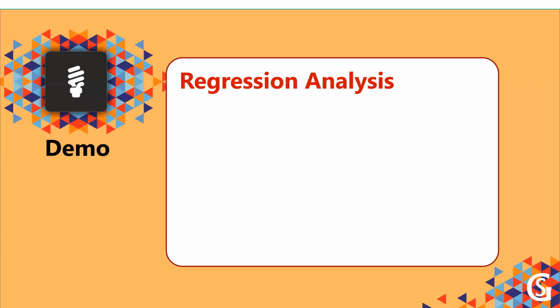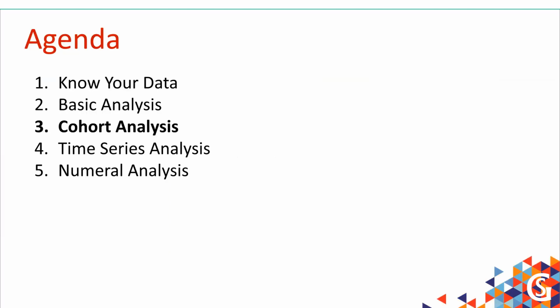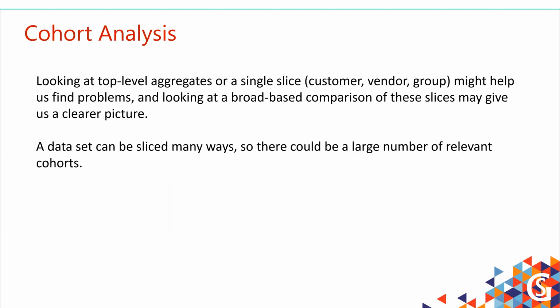So that's what regression analysis helps us get. We have more solid proof that there is a major difference. It is a significant difference, and it is something that is worth investigation. So let's investigate by digging into cohorts. We can look at top-level aggregates or a slice to help find these data sets.